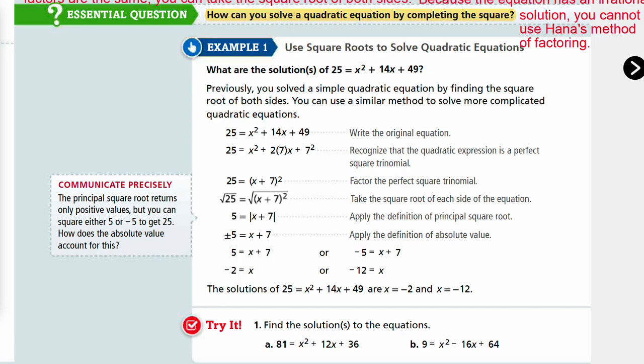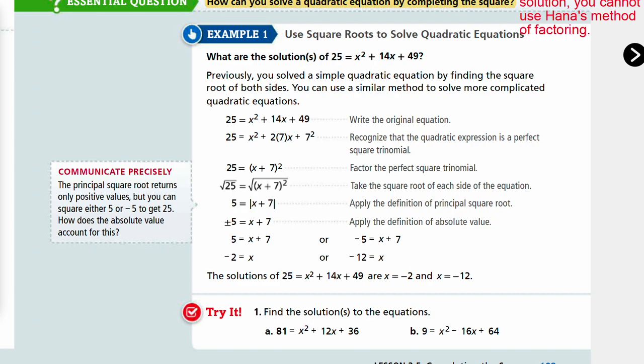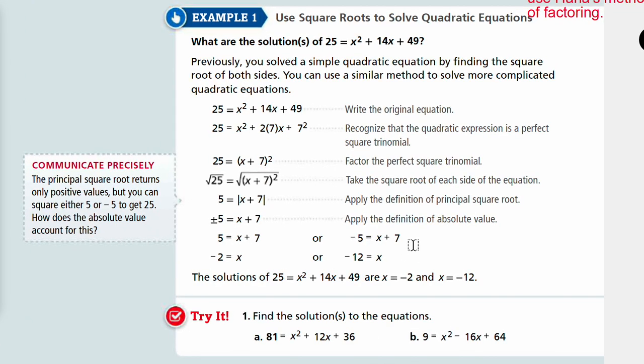Hi, welcome to Algebra 2, Lesson 2-5, Completing the Square. We're going to continue with example 1. Use square roots to solve quadratic equations. What are the solutions of 25 equals x squared plus 14x plus 49?